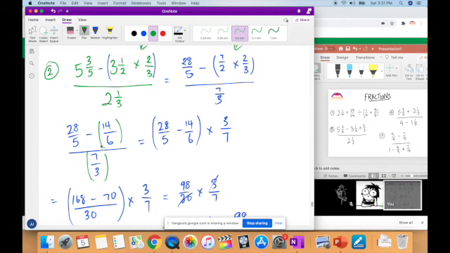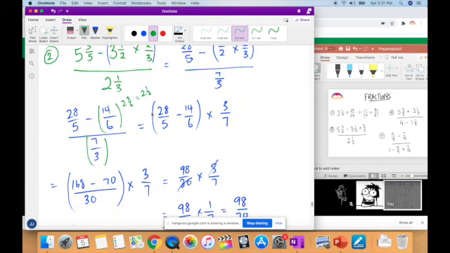The answer that I get from the multiplication, but the multiplication is 14 over 6. I changed it back to a mixed number, and that as a mixed number is what? 2 and 2 over 6, which is 2 and a third.